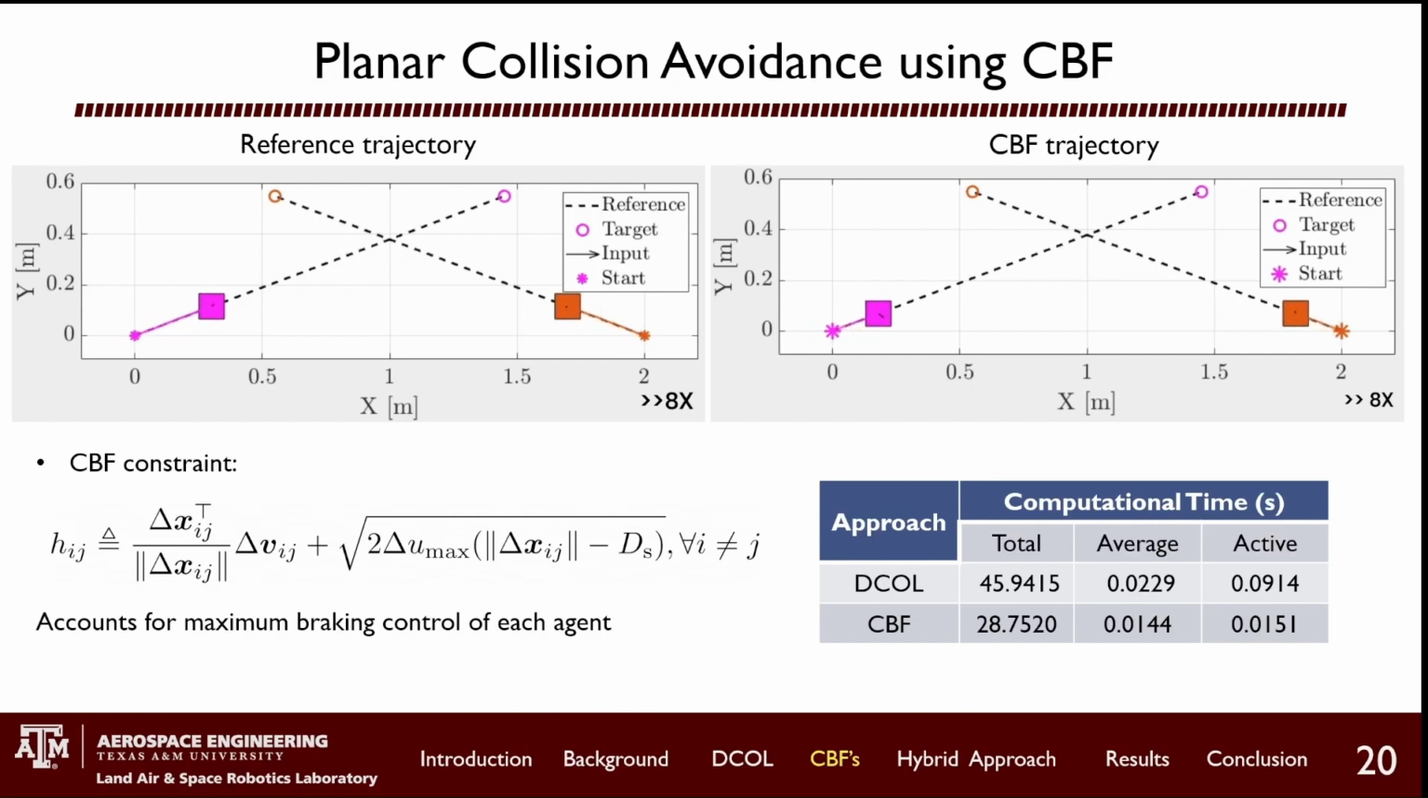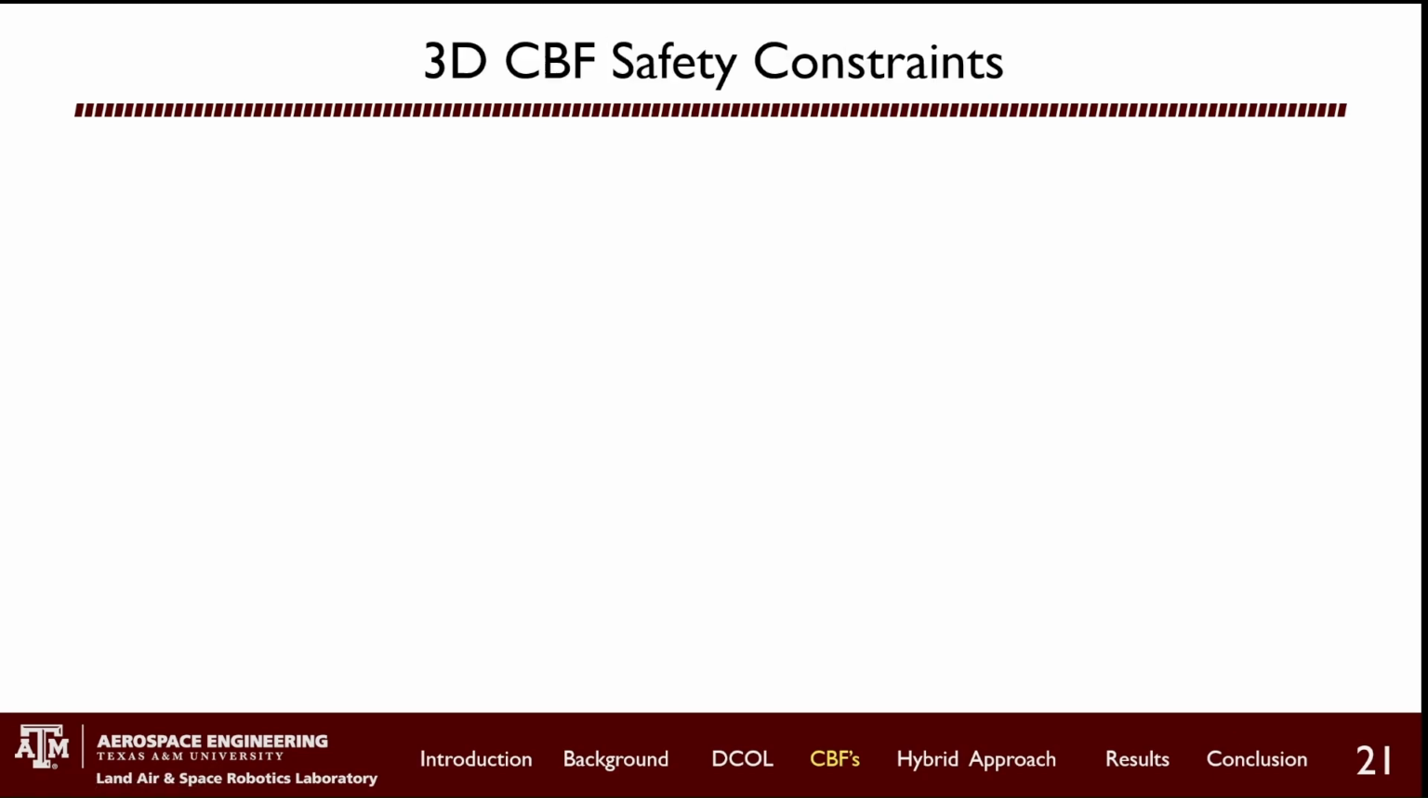So we have here the example of the planar collision avoidance that we saw before, except now instead of using the decol approach, we use the CBF approach. And we can see on the right-hand side that the CBF approach avoids that deadlock that we saw with the decol approach. We also compared the computation time required for the decol approach versus the CBF approach. And unsurprisingly, due to the form of the CBF, we see in this table here that the CBF approach is much faster than the decol approach.